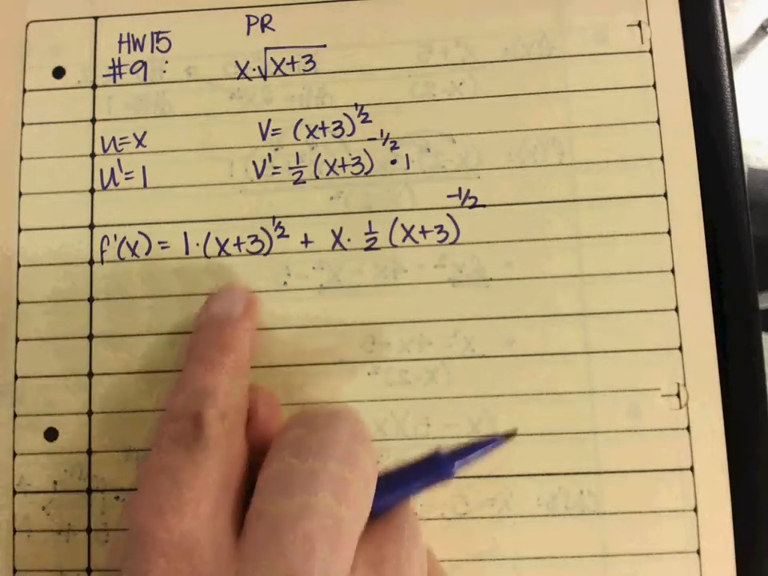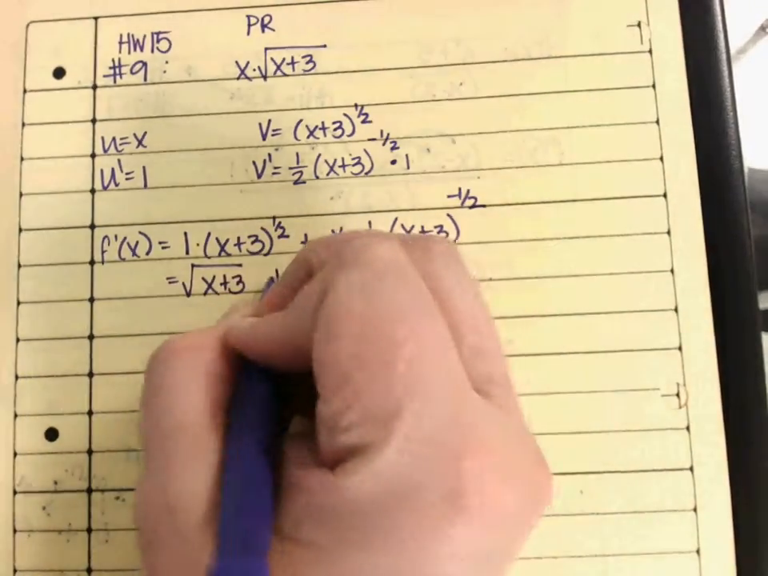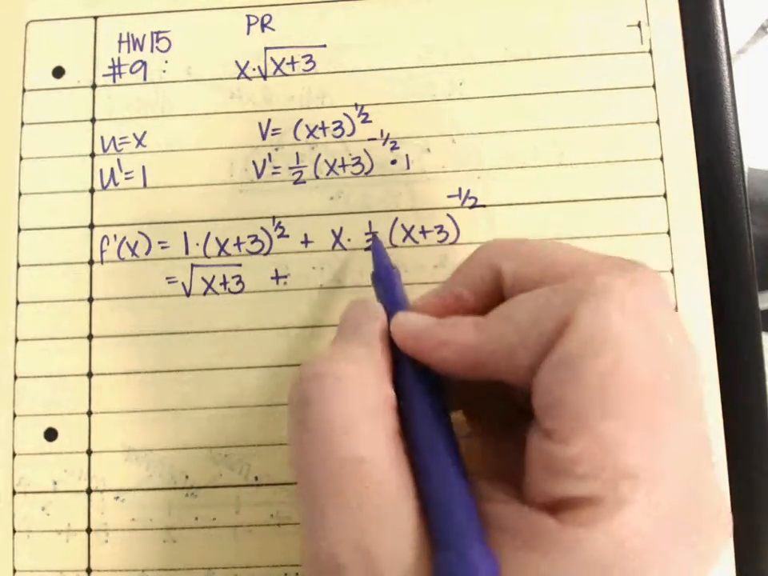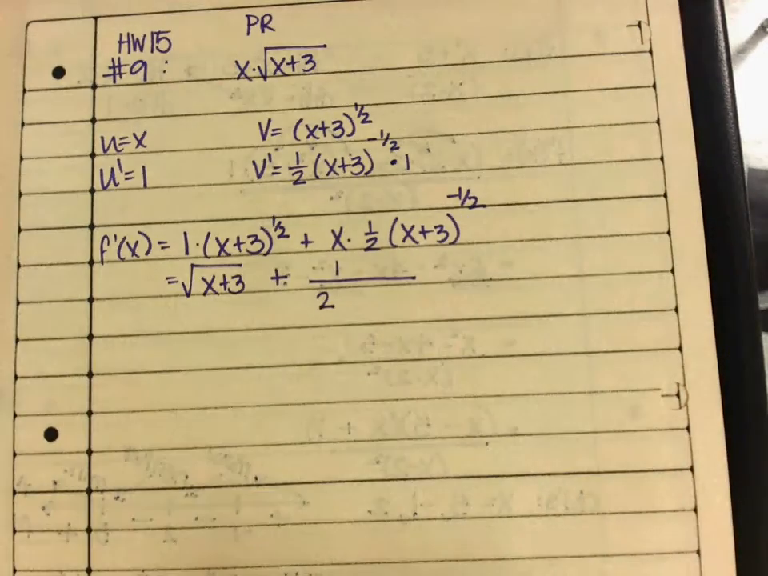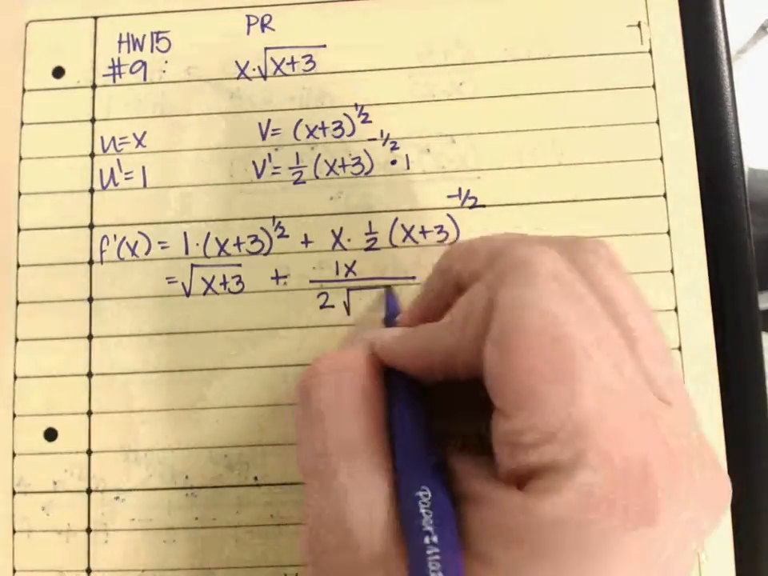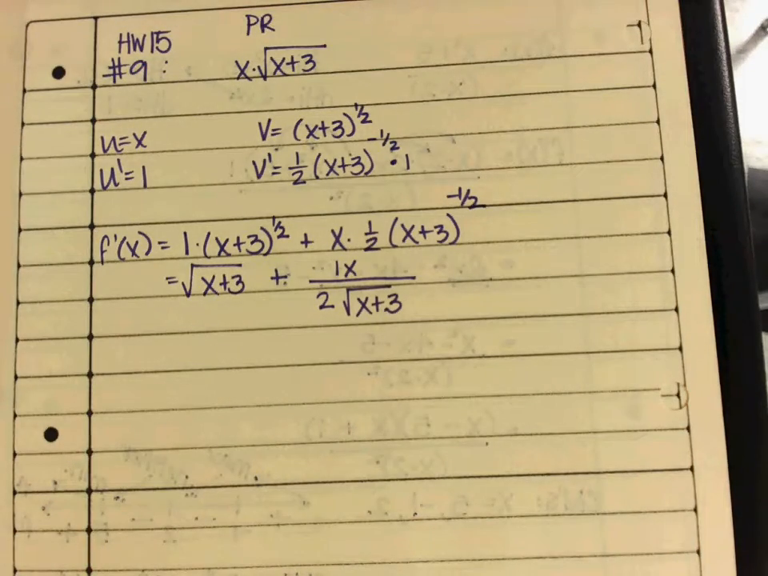So I'm going to rewrite this as x plus 3 under square root plus. And then for my other term, if it's a negative 1 half, where does that square root really belong? On the bottom. So I'm going to write it like this. Look, 1 half is going to be 1 half. Where does the x go, top or bottom? Where does the x plus 3 go? On the bottom. Now, do you remember on your partner quiz, we practiced this.